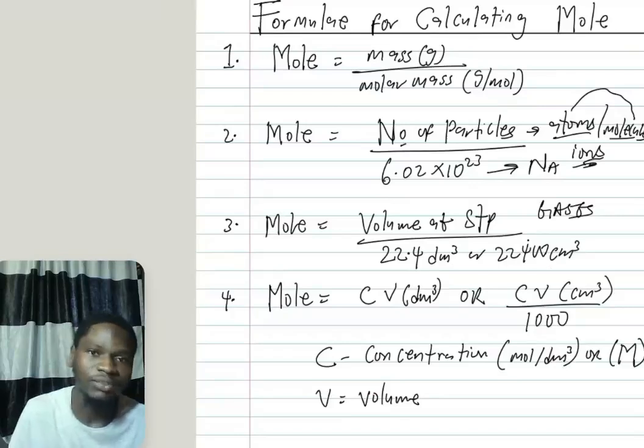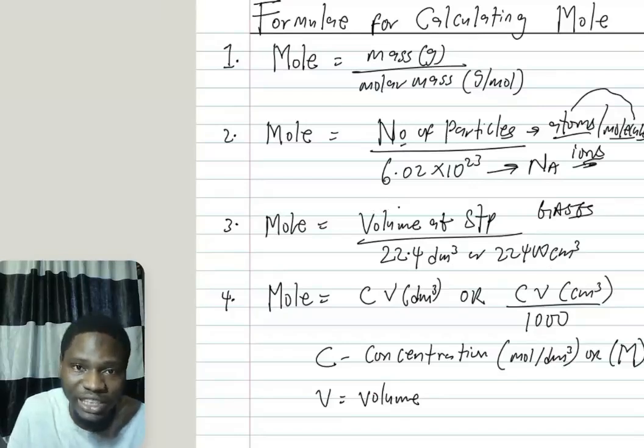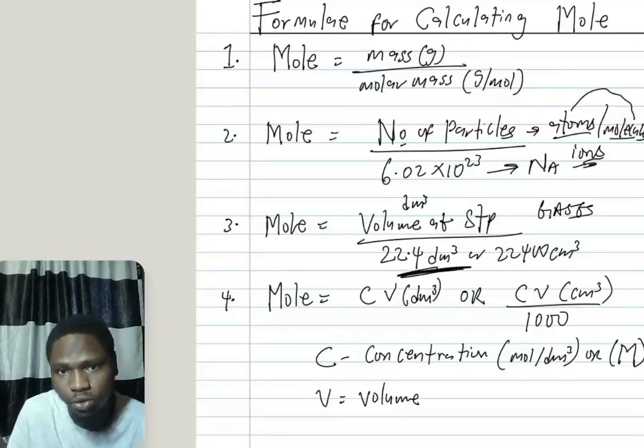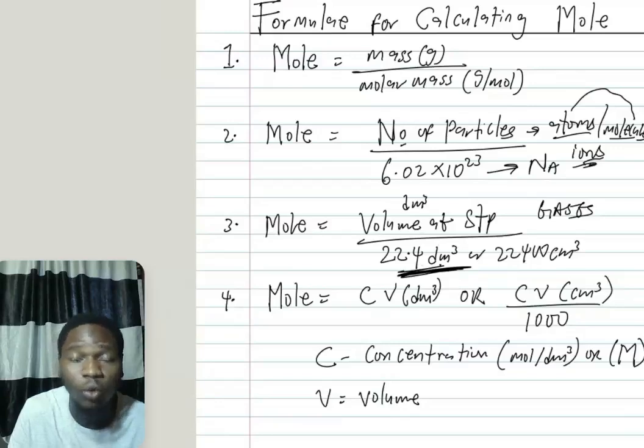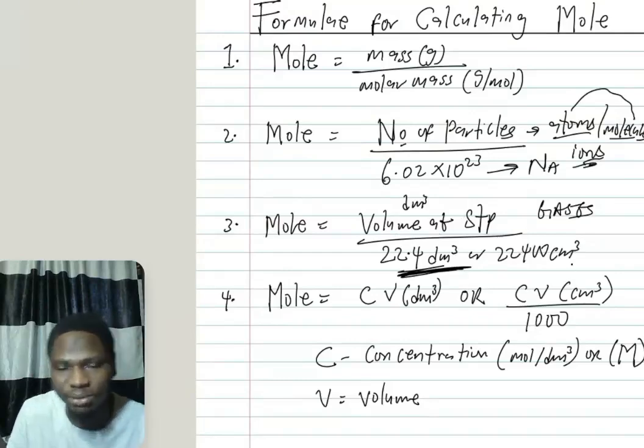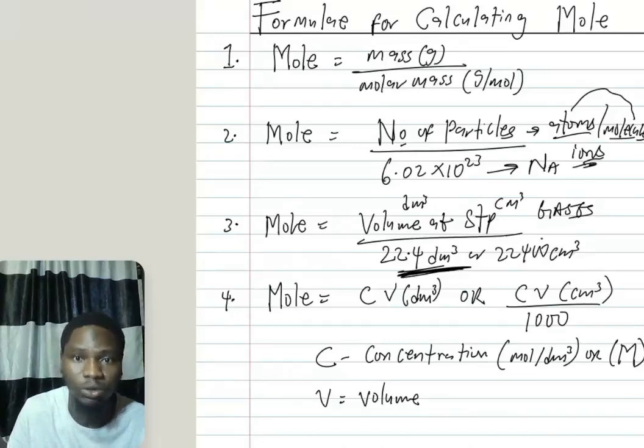It depends. If they give you this volume in dm cubed, decimeter cubed, then you use this one, 22.4. The units have to correspond. It will be wrong if they give you your volume in dm cubed and you use the number for cm cubed. Why? The units are not corresponding. Now, if they give you this volume at STP in centimeter cubed, then you say mole equal volume at STP over 22400 cm cubed. So if this is in cm cubed, you make use of this formula.